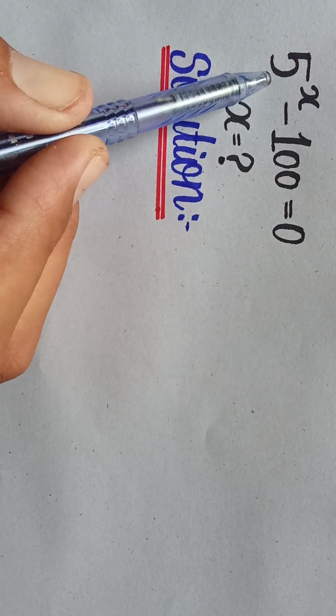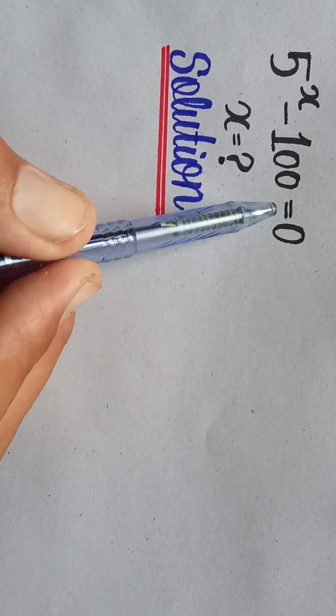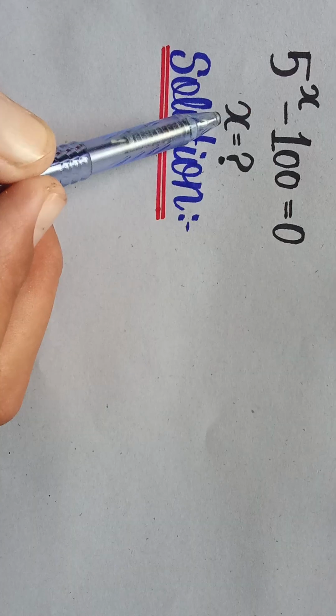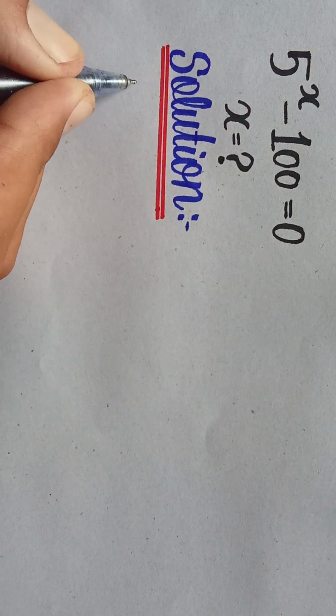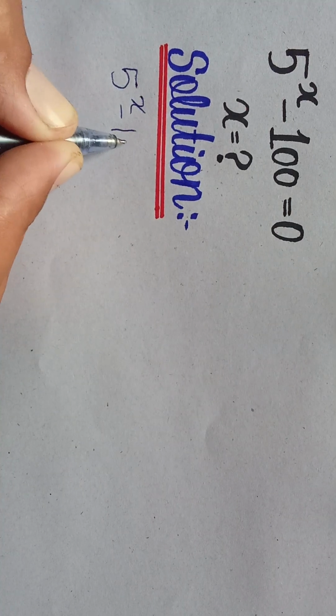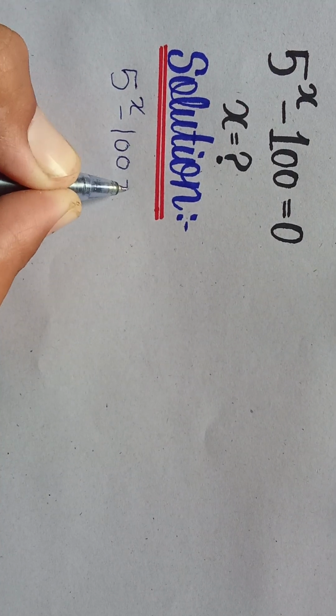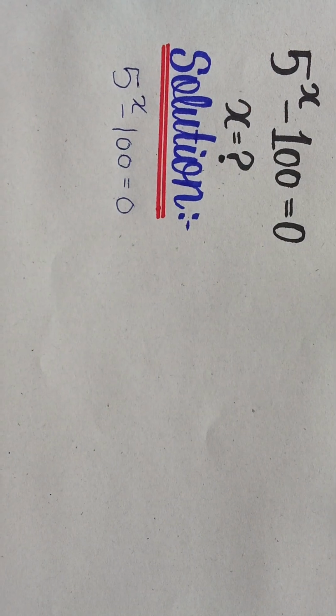The question is 5 to the power of x minus 100 is equal to 0. What is the value of x? So, the solution from here. Firstly, dear student, I can rewrite the problem here, which is 5 to the power of x minus 100 is equal to 0.